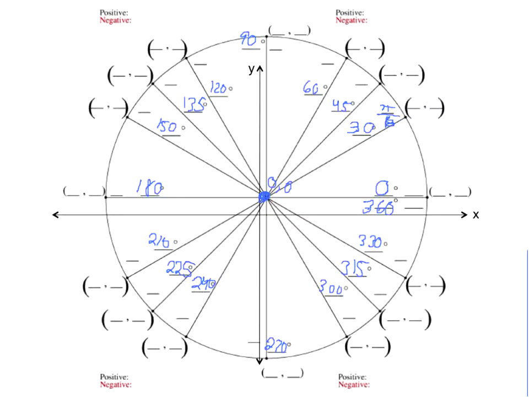Okay, so let's try 45. So 45 times pi over 180 is going to give me 1 over 4. So pi over 4. 60 degrees times pi over 180 is going to give me pi over 3. So are we comfortable with how I'm getting those radian values? Is everybody okay with that?